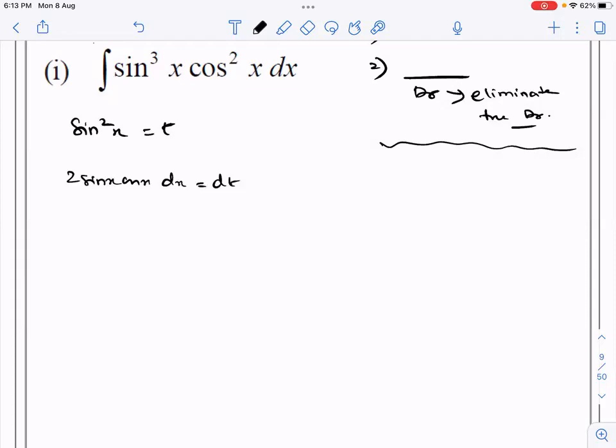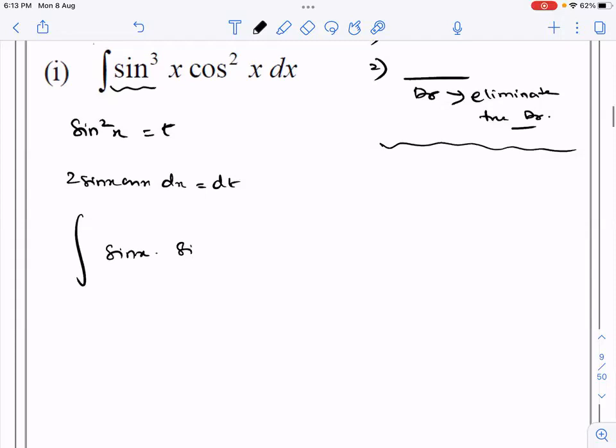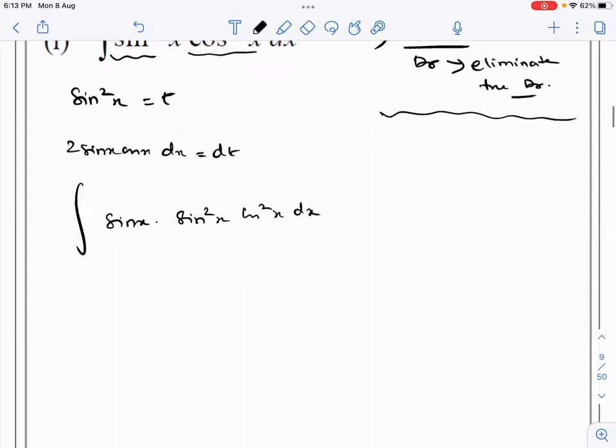Then here you have sin cube x, which I will write as sin x into sin square x, and this I'll leave as cos square x dx. So you wanted to take sin square x as t. So sin x into t into what will happen to cos square x? 1 minus sin square x. Oh, sin x into cos x is dx.